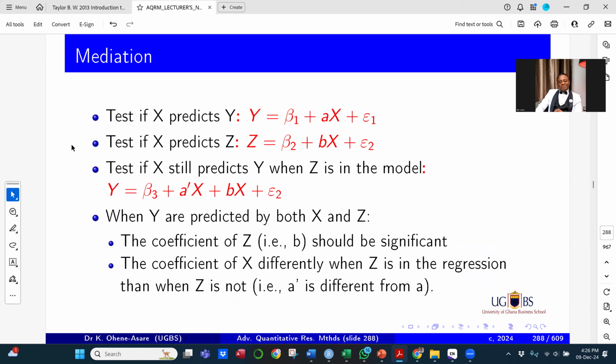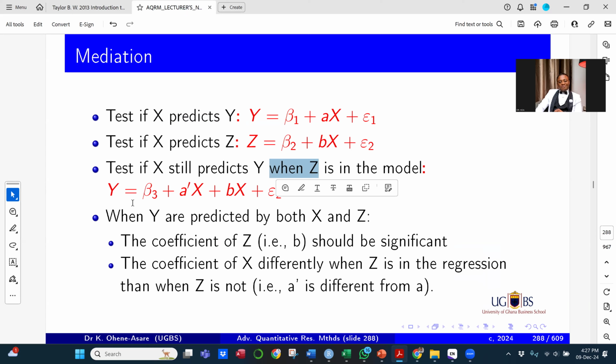Let's get a little bit more with the mediation. Suppose I want to look at the effect of X on Y. This is it. Suppose I want to look at the effect of X on Z. This is it. Suppose I want to look at the effects of Z on Y. I should have brought Z here. Okay. The effect of Z on Y.